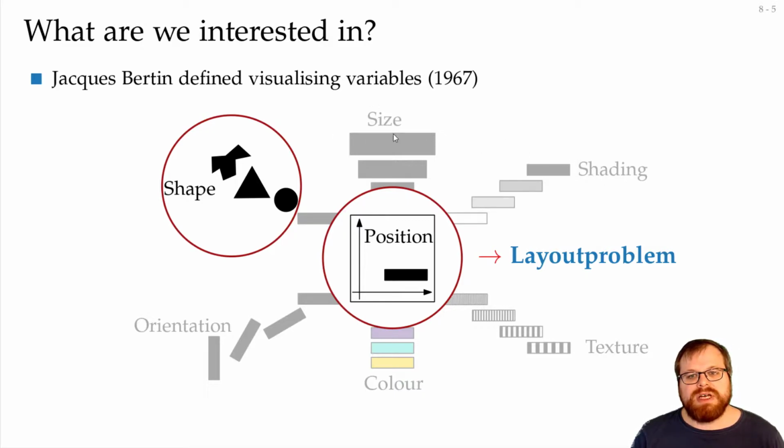While the other variables, the size, shading, texture, color, orientation maybe a bit, are not too important for us. That's usually done in post-processing. First we want to get some good layout, and then to make it very pretty afterwards you can add colors, you can add shading, but that is nothing that concerns us. We only want to find the positions and the shapes of the objects.